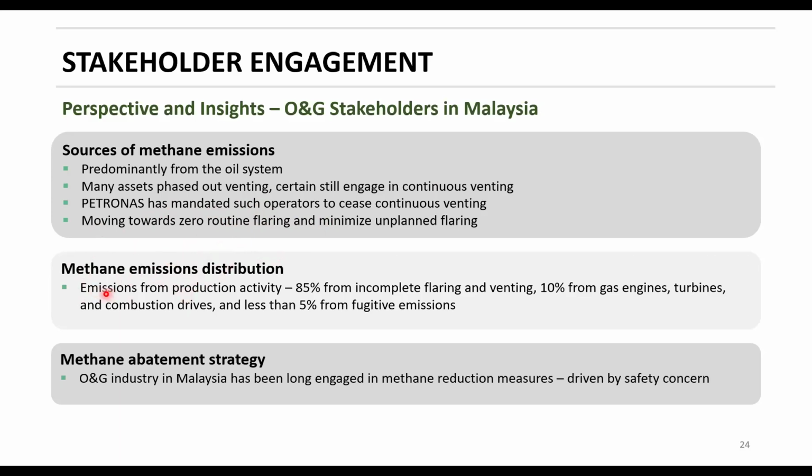Now, on methane emissions distribution: what we have done as a baseline estimation is estimate based on the productivity level, based on the IPCC's method. The IPCC's method of estimation uses oil and gas production activity data, and based on that, there are factors to estimate the emissions. In terms of the distribution, we are taking into account that 85% comes from incomplete flaring and venting, about 9% is from gas engines and turbines, and about 5% is from fugitive emissions. This is the information we get from the stakeholder engagements. So before the engagements, we had different numbers, and when we went in, we realized, oh, this is interesting. We started to look at how we can tailor according to the feedback that we got.